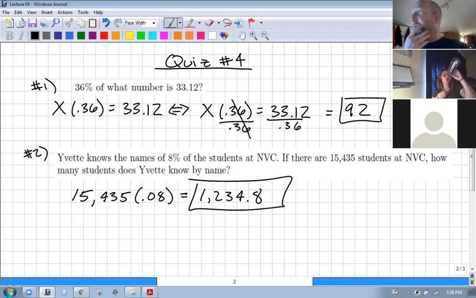It's like the 0.8. She kind of knows, but she's not 100%. Yeah, she can remember that student's name 80% of the time, right?